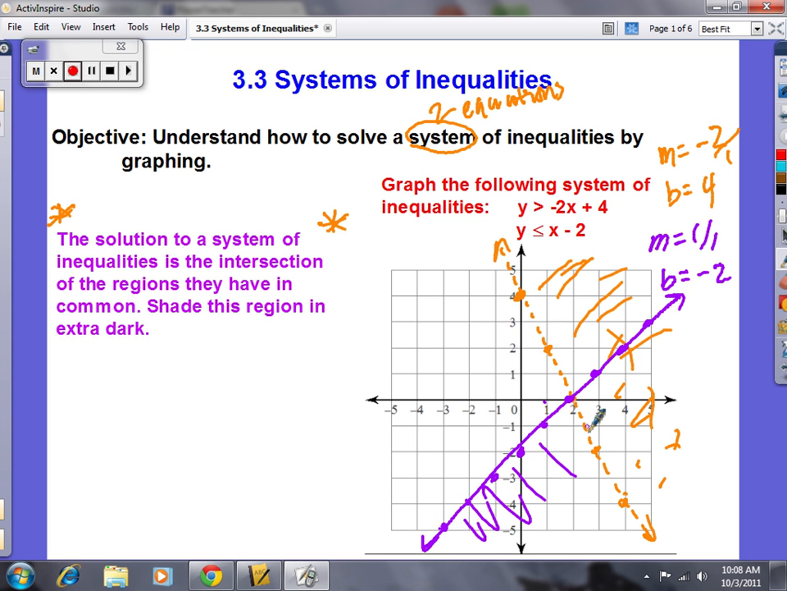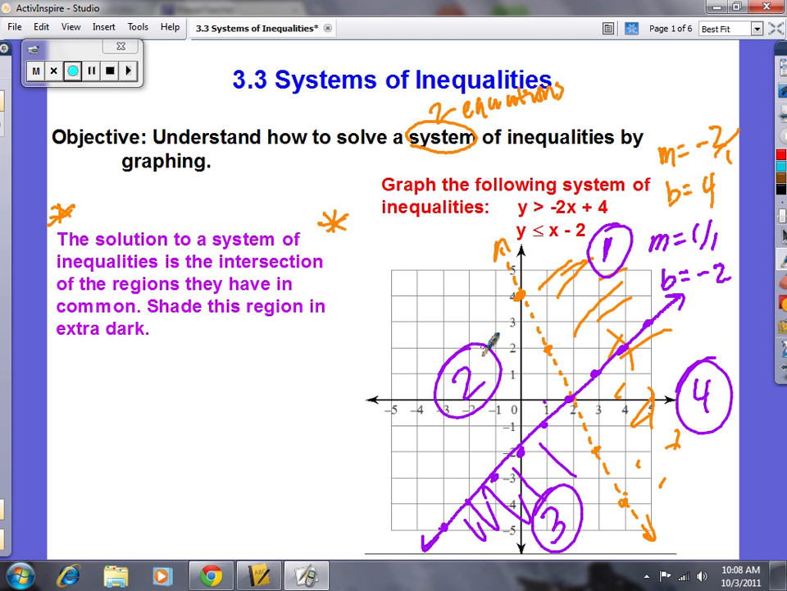Now your answer is the region that they have in common. So do you see how it makes an X? It kind of divides it into four pieces. Let's call this guy piece 1. Let's call this over here piece 2. Let's call this down here piece 3. And this over here, let's call it piece 4.